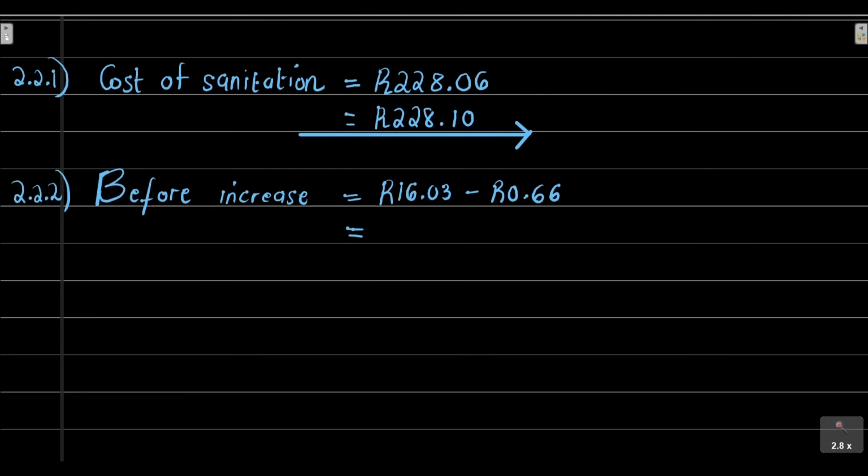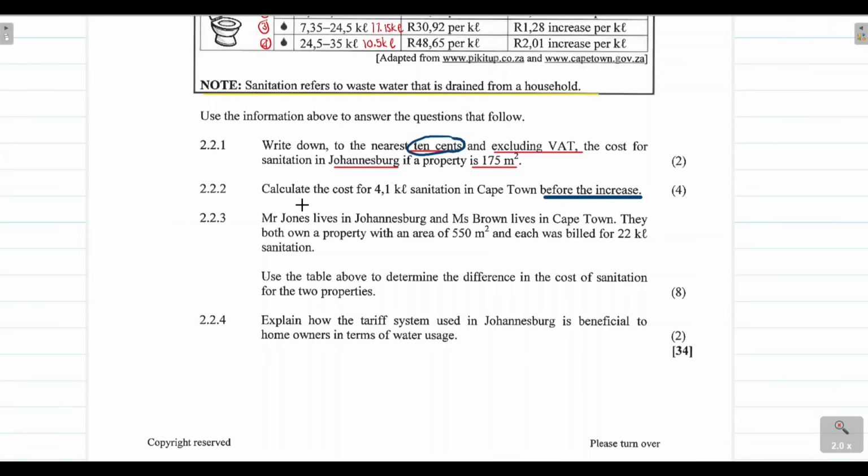If you punch this into your calculator, you'll find that the price before the increase was equal to 15 rand and 37 cents. So we've found that before the increase, the tariff would be 15 rand and 37 cents for making use of 4.1 kiloliters of sanitation. The question asks us to determine the cost for 4.1 kiloliters of sanitation. We've just found what the tariff was. We still need to find the cost for making use of 4.1 kiloliters.